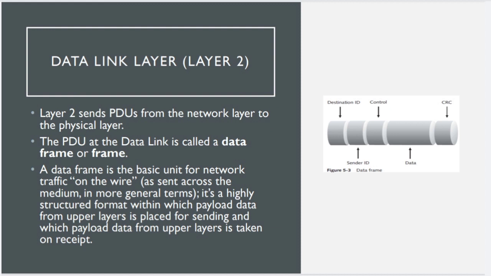Data link layer. So layer 2 sends PDUs from the network layer to the physical layer. The PDU at the data link is called a data frame or frame. A data frame is a basic unit for network traffic on the wire as sent across the medium. In more general terms, it's a highly structured format within which payload data from upper layers is placed for sending and from which payload data from upper layers is taken on receipt.